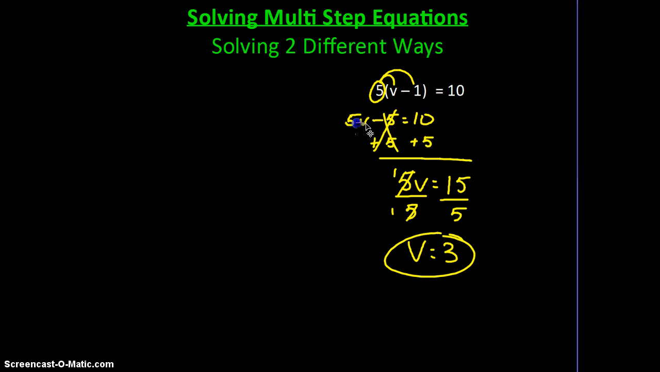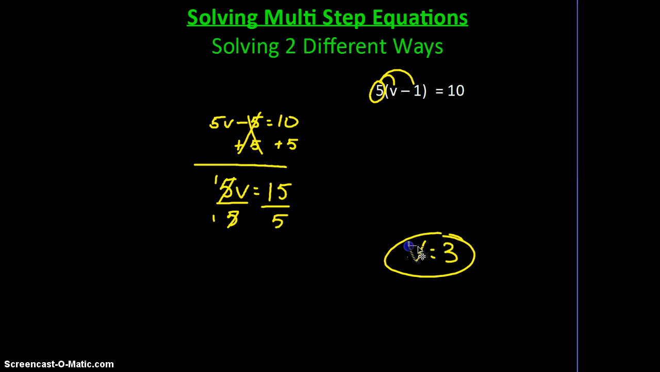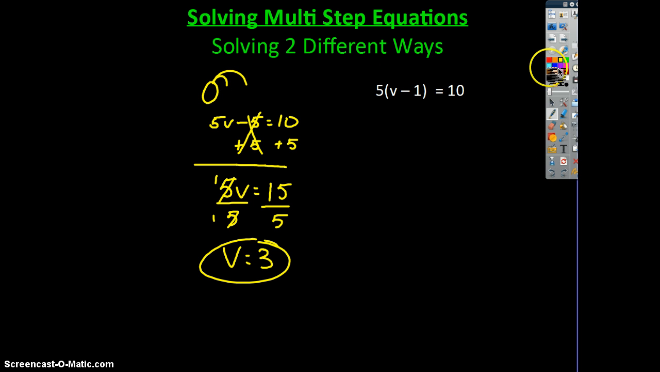But I'm going to move all this stuff over, because now what I'm going to do is do this a little bit faster. I'm going to do this a different way, so get rid of all that distributed stuff. Now what I look for is that second way to solve this equation. And remember, v is equal to 3.